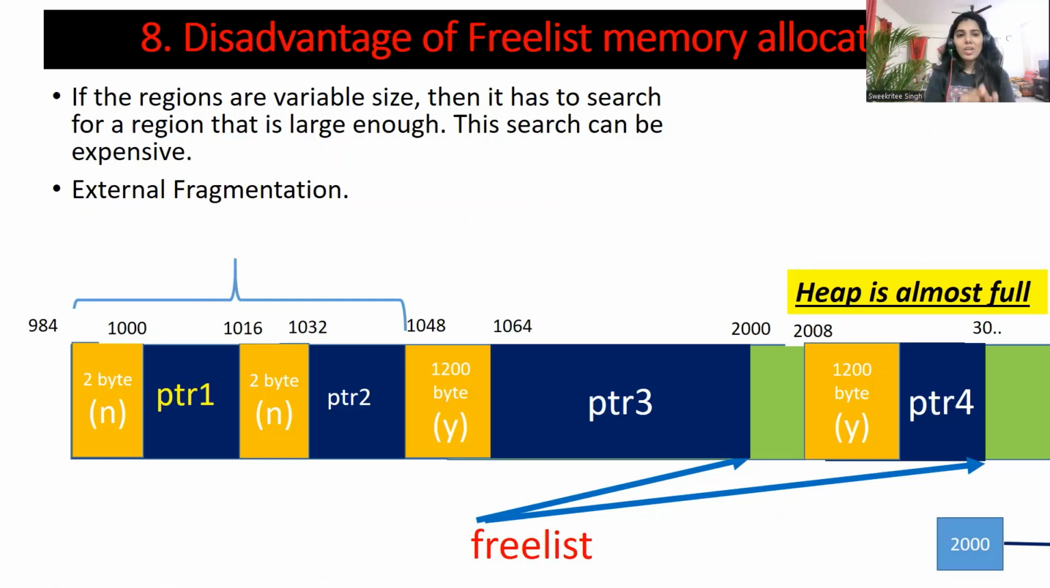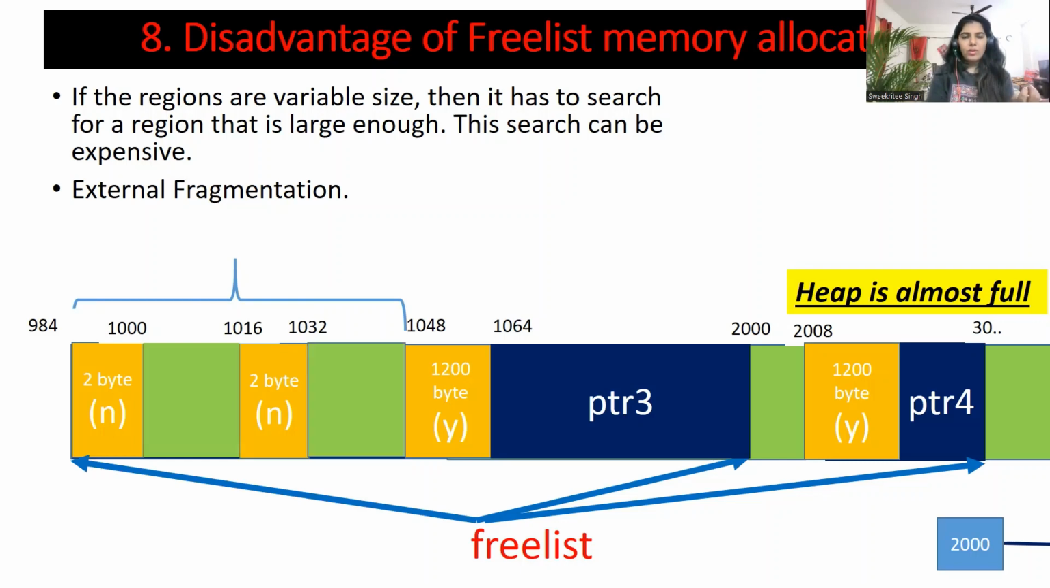Next point is external fragmentation. Suppose in this diagram of one page from the heap, you can see that it is almost full. There is very little space empty at the 2000 location and some other location. Now suppose that memory is freed for PTR1 and PTR2. So now 2 bytes of memory are available at locations 1000 and 1032. Okay, free list is updated and free list points to the start of the header of the free location.